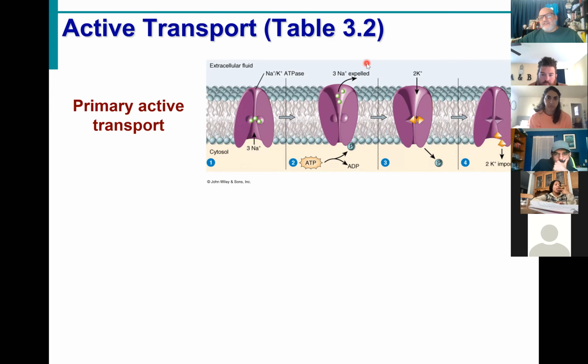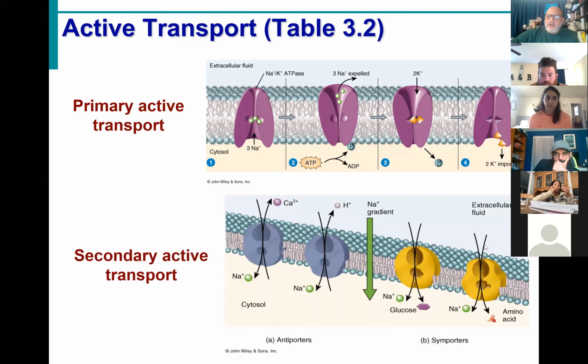So 1 ATP kicks 3 sodium out, and brings 2 potassium in. Here are some simple illustrations of our secondary active transporters. Notice here, sodium comes in and kicks out calcium, or sodium comes in and kicks out hydrogen. These are our antiporters because they're moving in opposite directions. Here, sodium comes in and brings a glucose with it. Sodium comes in, brings an amino acid with it. These are moving in the same direction, and these are our symporters.